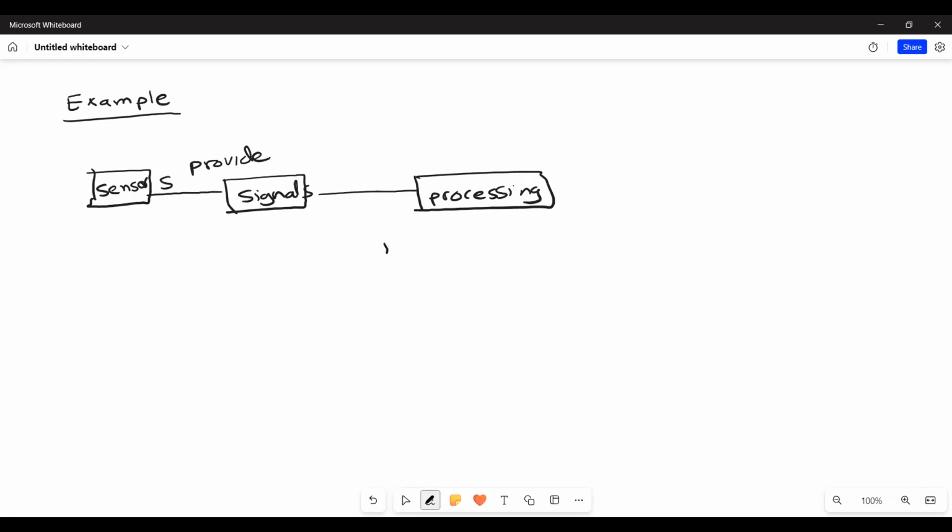So what do we mean by this processing exactly? As I said before, we are trying to extract the useful information from the signals, right? In order to extract the useful information from the signal, we need to analyze the signal in different domains. We will analyze the signal in the time domain and the frequency domain mainly.